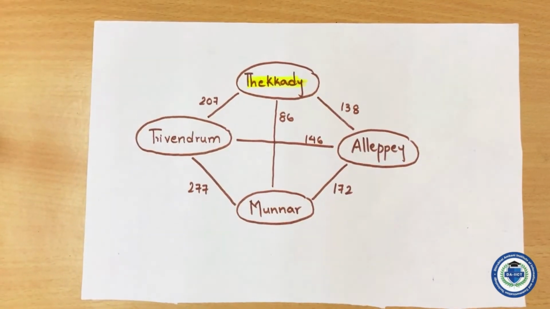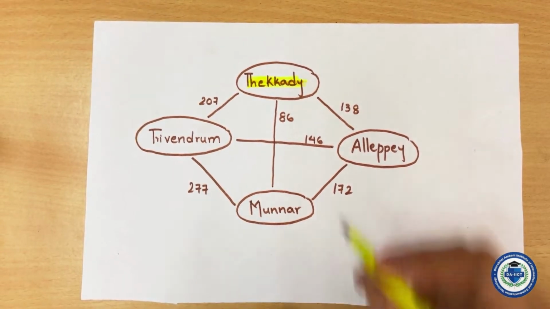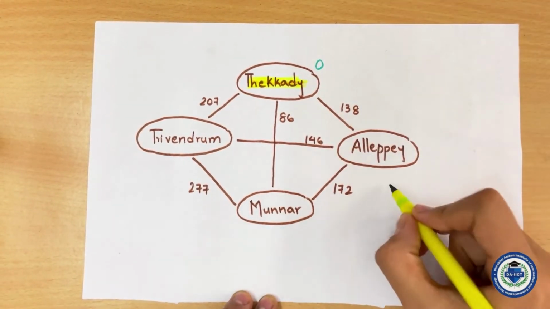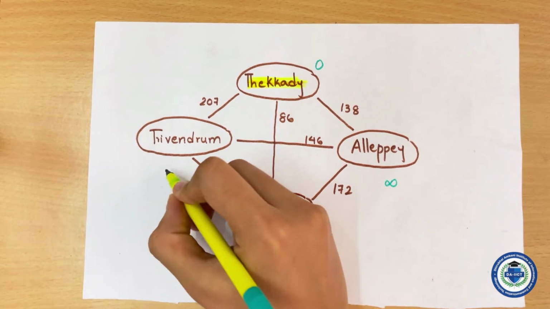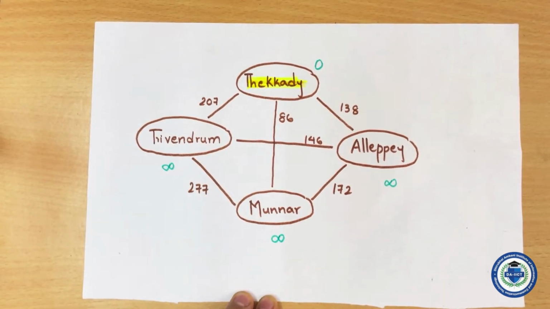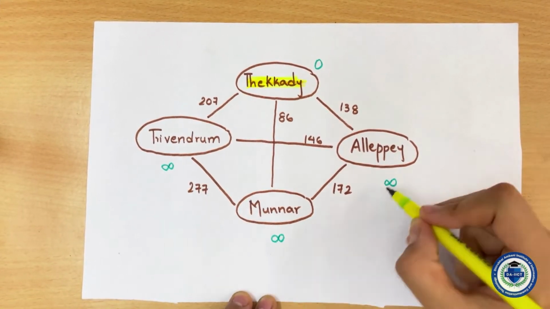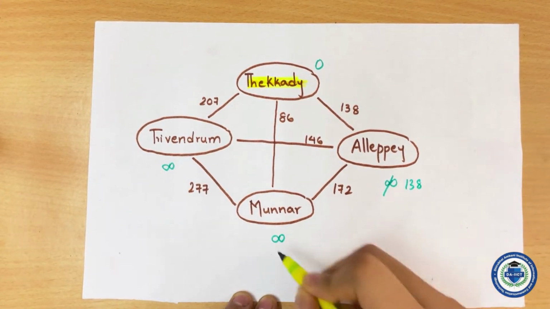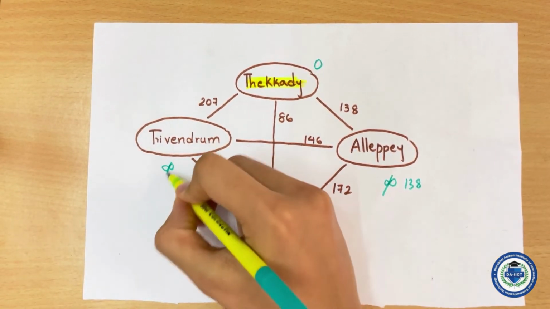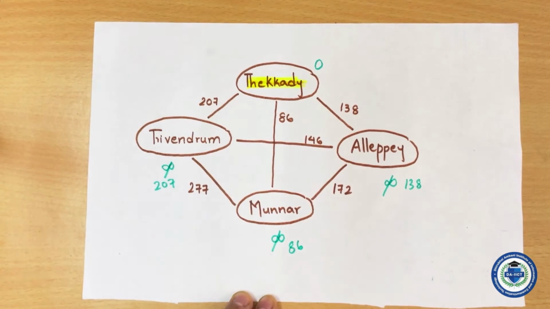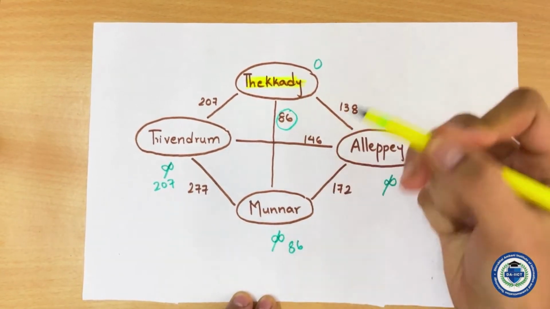Now we apply Dijkstra's algorithm's first step. Set the distance of Thekri to 0 and all the other locations to infinity. Measure the distance between all the other locations and Thekri. If the distances are less, which is true in this case, we replace infinity with the measured distance. Now select the location which is nearest to Thekri and travel there. In this case, Munnar with 86 kilometers.